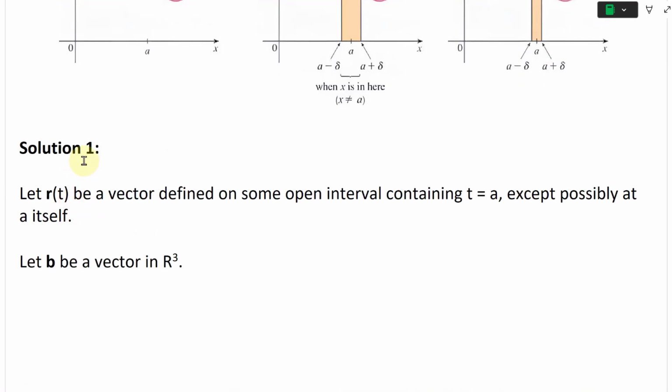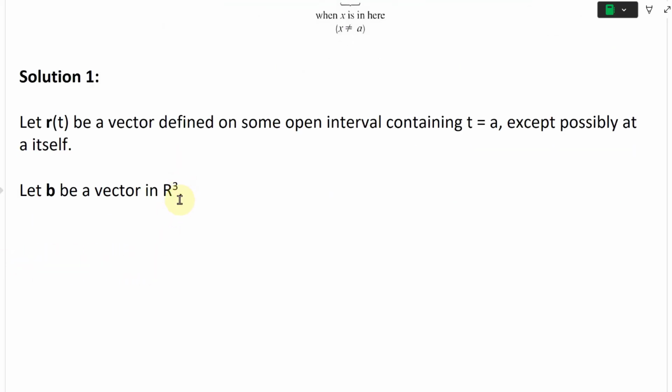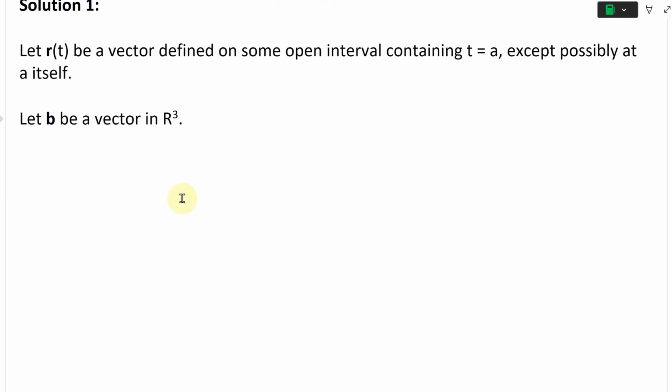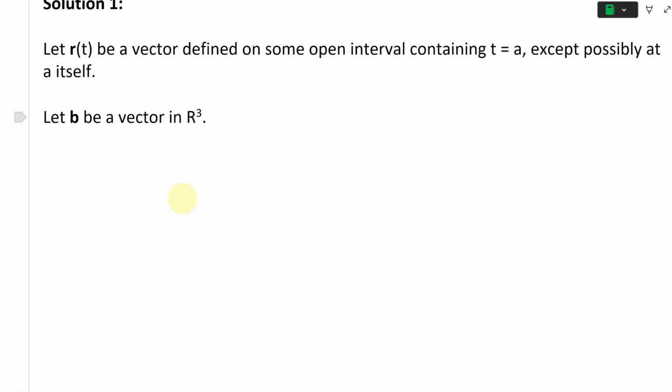All right. So solution 1: let R of t be a vector function defined on some open interval containing t equals a, except possibly at a itself. And let B be a vector in R3, in other words, in 3D right here. So let's write these down. R of t is defined on an open interval, which is basically just the endpoints. It doesn't need to equal them or go to infinity, etc.